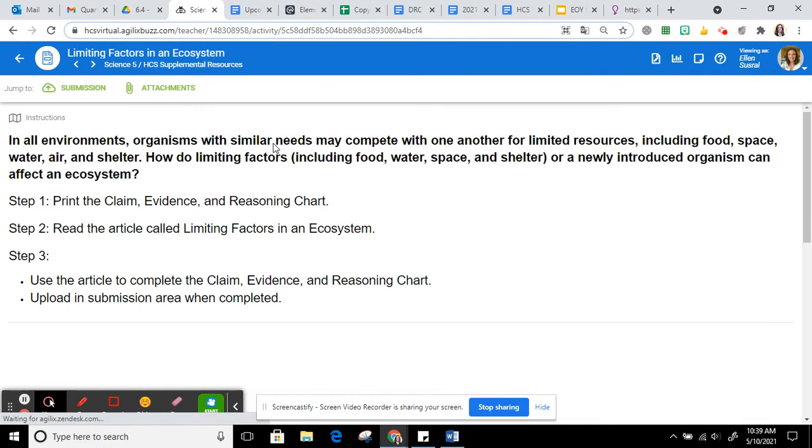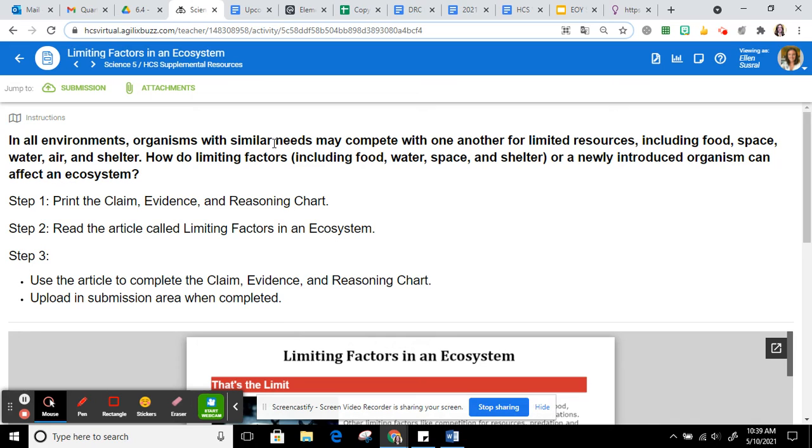All right, so for this assignment, it says, in all environments, organisms with similar needs may compete with one another for limited resources, including food, space, water, air, and shelter. How do limiting factors, including food, water, space, and shelter, or a newly introduced organism, affect an ecosystem? Number one, you're going to print the claim evidence and reasoning chart.